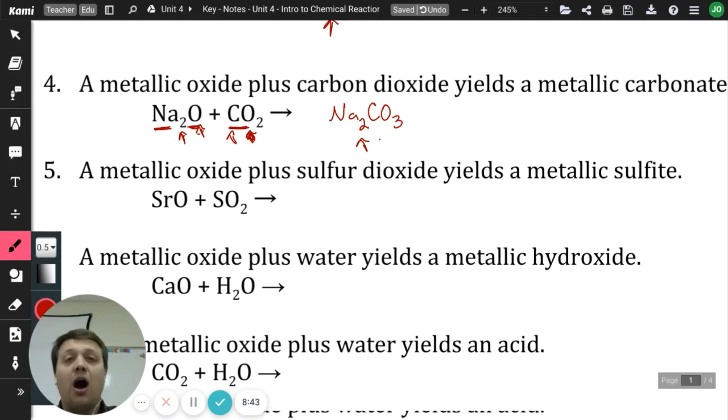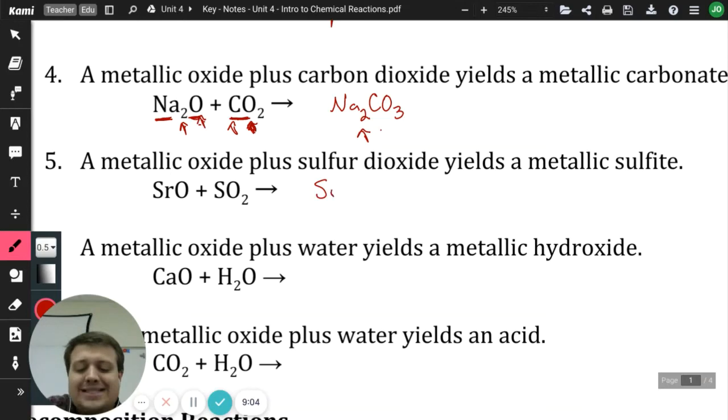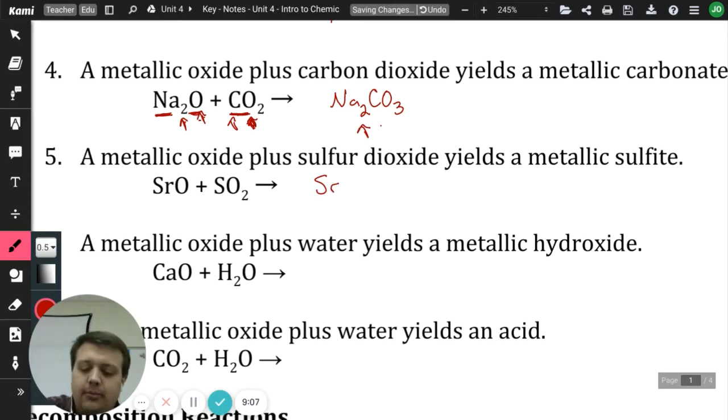If I've got a metallic oxide, so again, any metal with oxygen, plus sulfur dioxide, so SO2 instead of CO2, it is always going to yield a metallic sulfite. So here I've got strontium oxide plus sulfur dioxide. So I'm going to produce a metallic sulfite. So strontium, SO3 is sulfite. Strontium has a +2 charge. Sulfite has a -2 charge. So they're going to cancel out. So my formula here would be SrO plus SO2 produces SrSO3. So I have strontium oxide plus sulfur dioxide. That's going to yield a metallic sulfite, strontium sulfite.